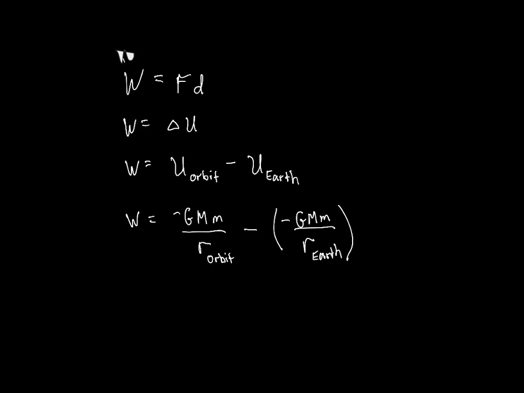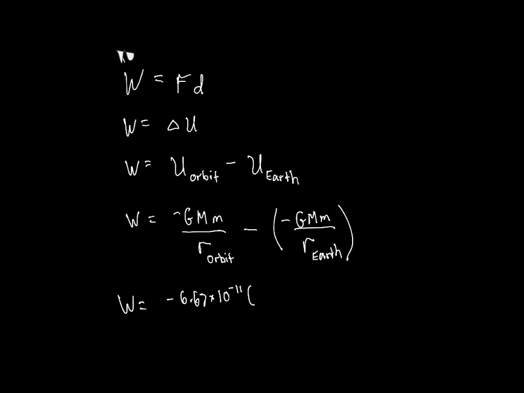So then the next step is to plug and chug your numbers in. What numbers do you plug in? For G, what do you plug in? 6.67, the constant that they give you. So we can write this out as negative 6.67 times 10 to the negative 11.